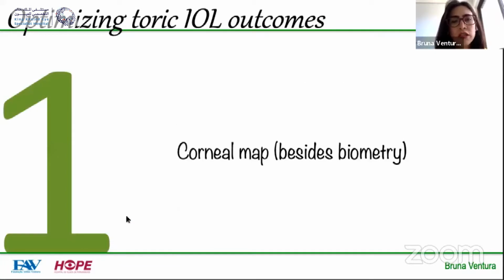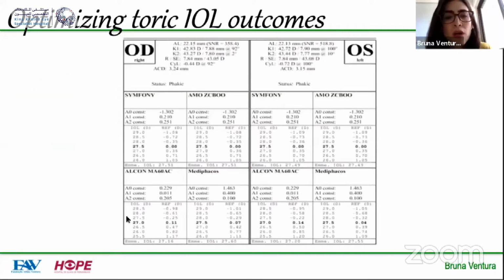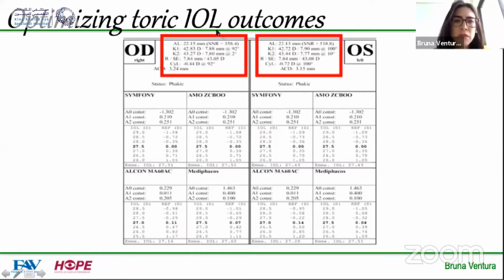So the first tip, the first pearl that I want to mention is to have the routine of obtaining a corneal map besides the biometry. So here we have an example of an IOL Master 500 printout, where we can see that it gives me all data, all biometrical data, let's say, that we would need for a basic biometry. So we have the axial length, we have the flat and the steep keratometry, we have the amount of cylinder that we want to correct, we have the ACD, etc. So we have all the numbers.